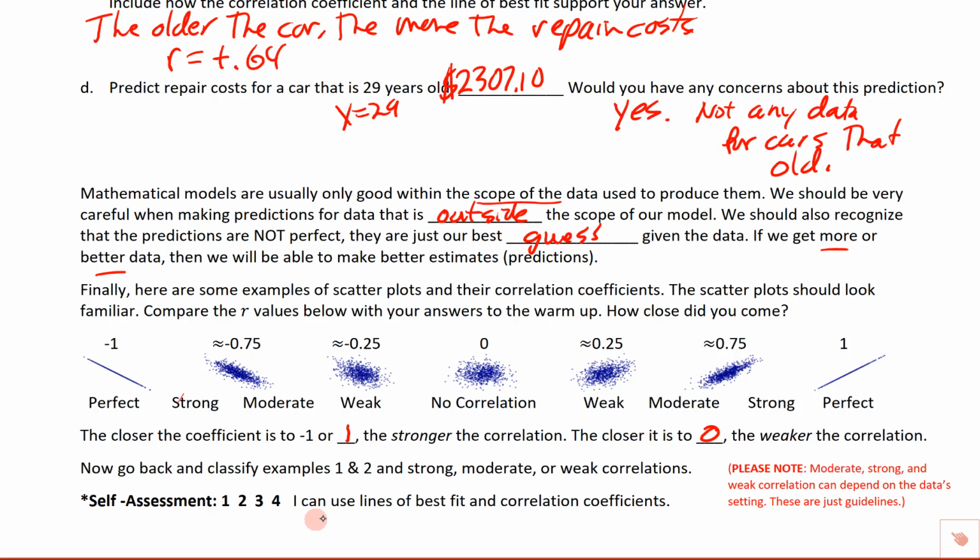So do the self-assessment right here, but I do want to note this, and this is really important. That's why it's in red over here and it's bolded. Now, the classifications of strong, moderate, weak, and things like that depend on the data and the setting. There are times where a correlation coefficient of 0.5, whether it's positive or negative, would be considered a pretty strong correlation coefficient, a pretty strong relationship. So that depends on the settings. These are really just guidelines that we've got right here. This is just to give you a rough idea.